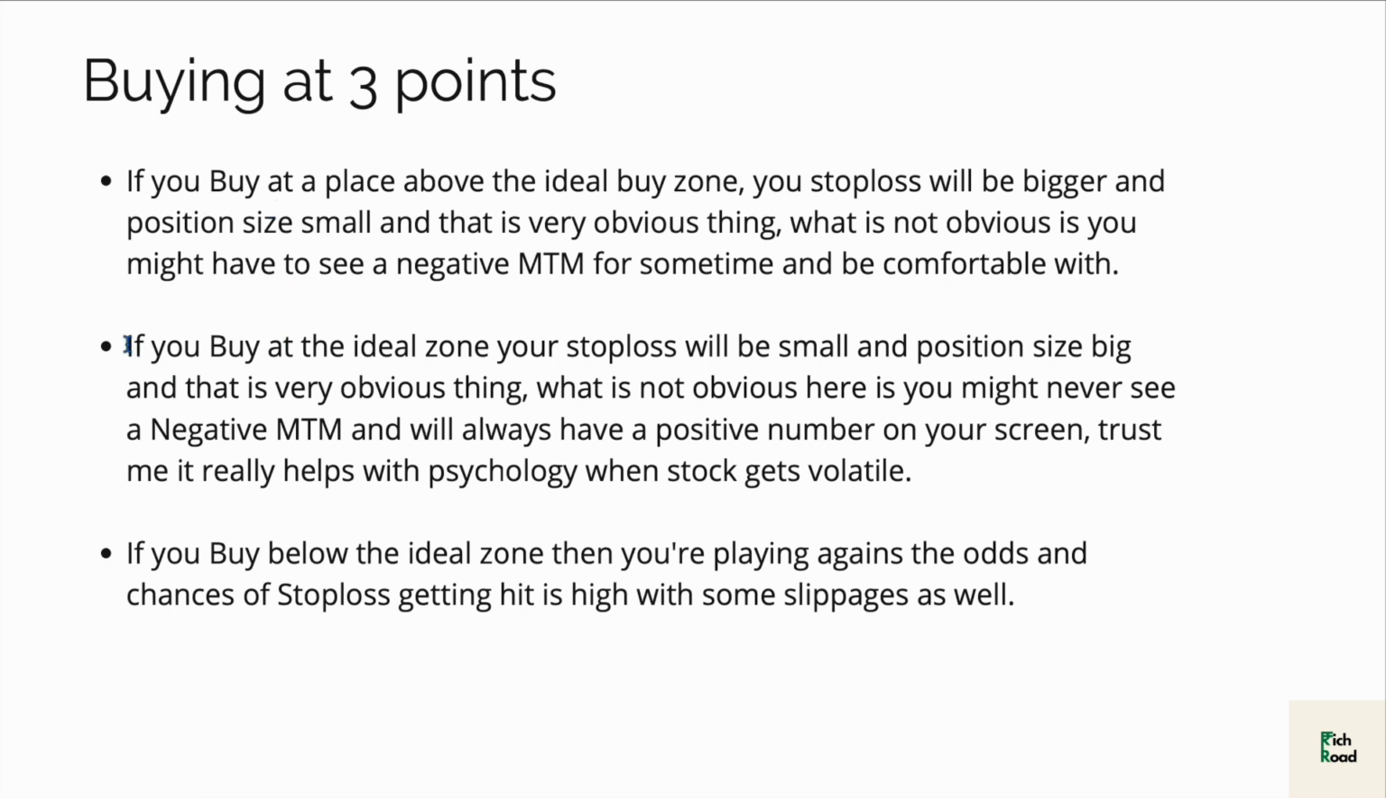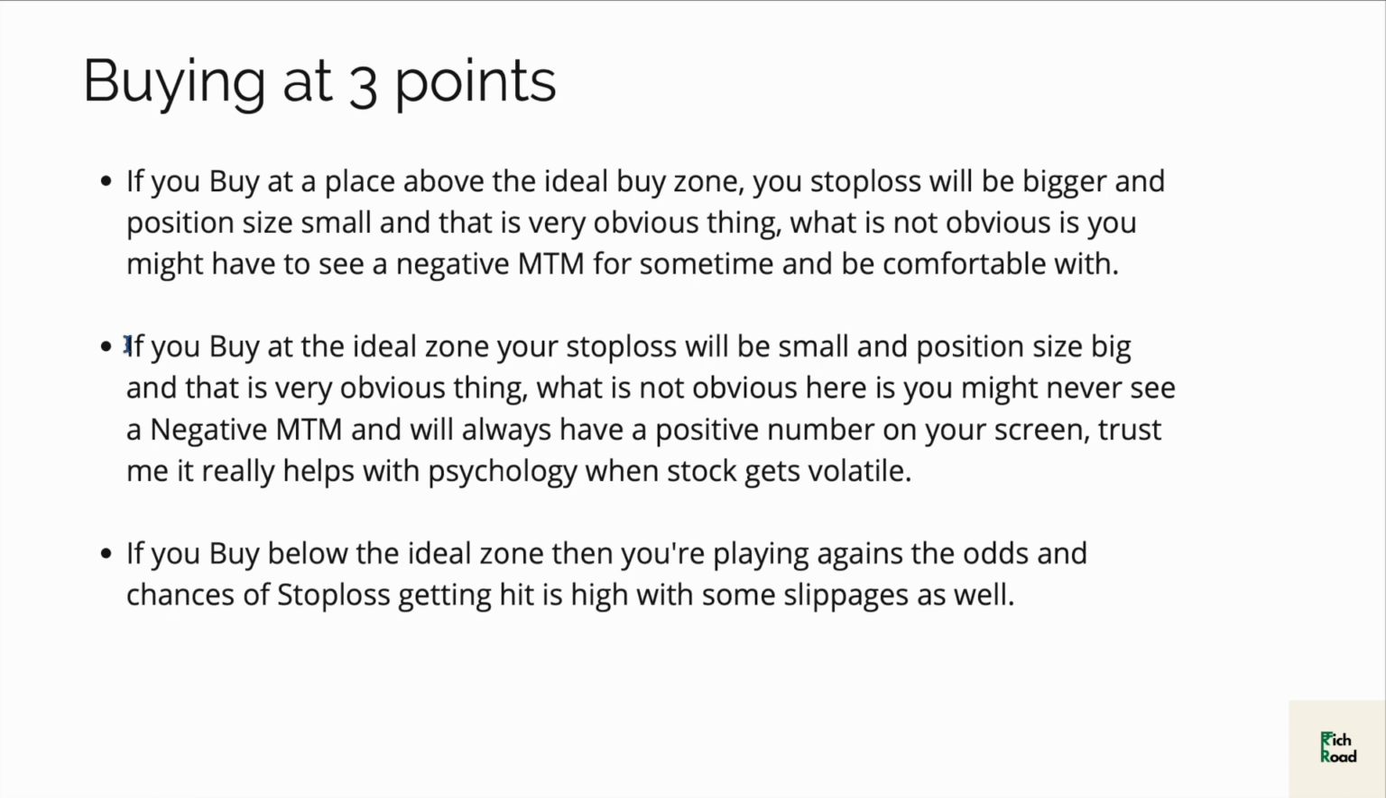Now talk about, let's say you buy in the ideal zone. What will happen? Naturally, your stop loss will be small. Your position size is going to be big. And again, that is very obvious. What is not obvious here is you will rarely see a negative MTM. You will rarely see that after you're buying, the price is going -1% or -2%. This is going to be a rare event, right?